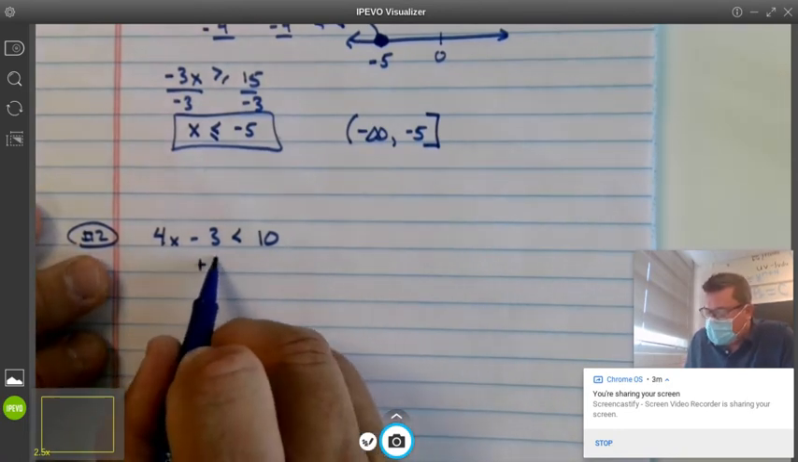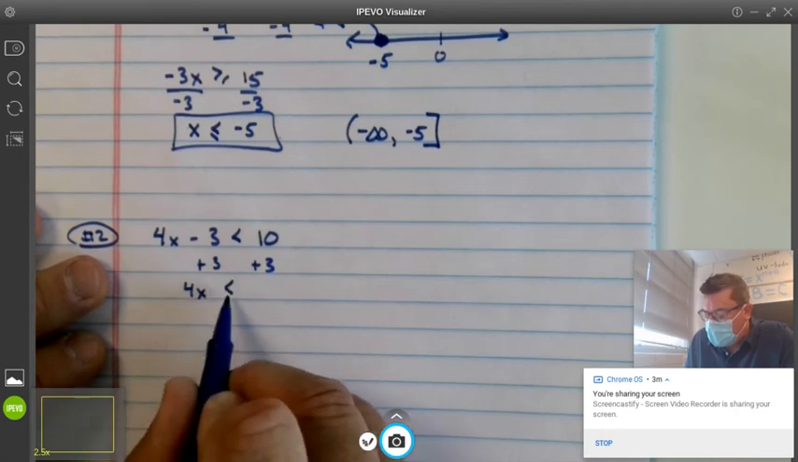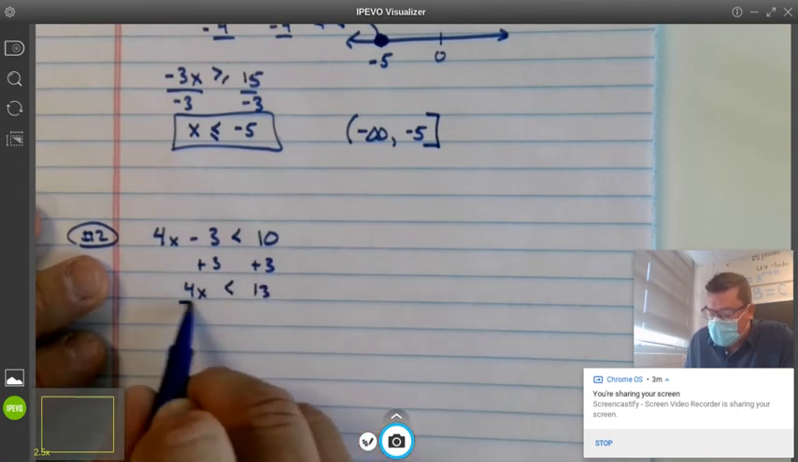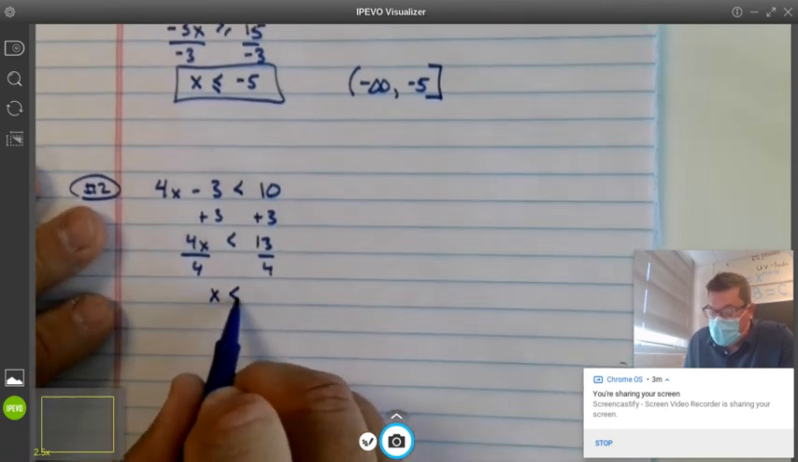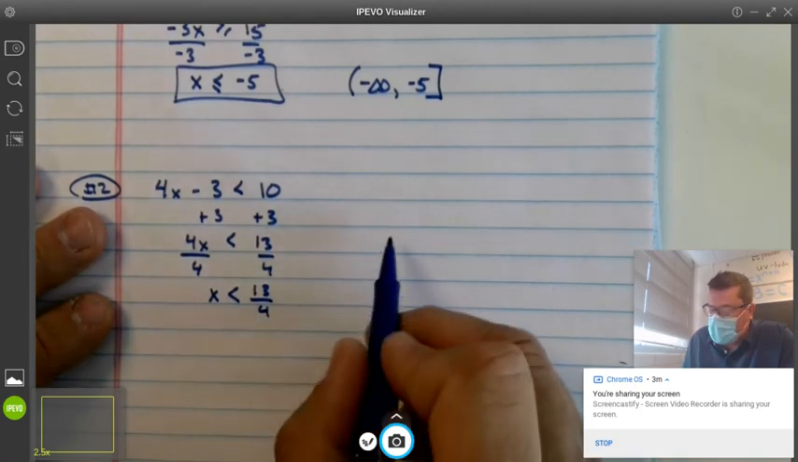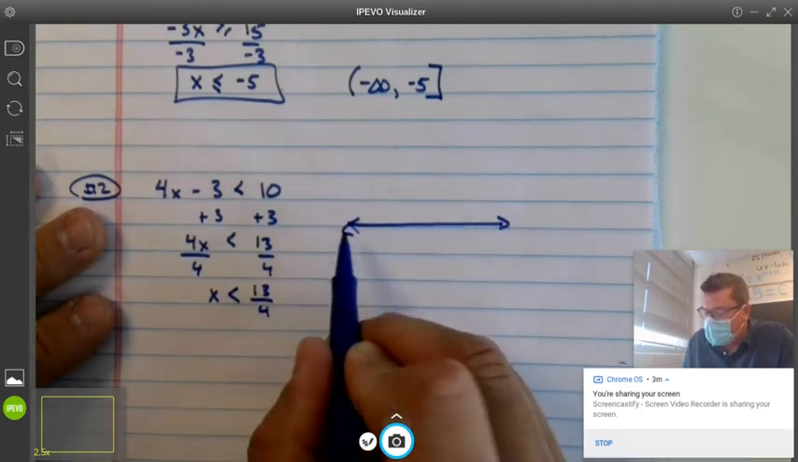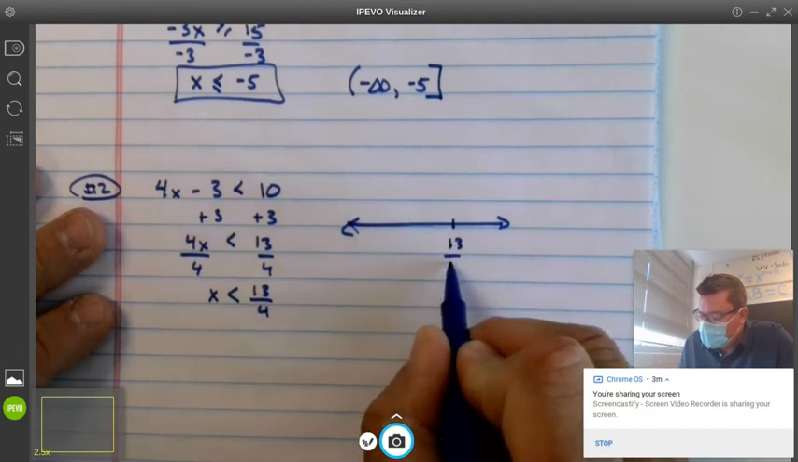Pretend that it's equal. Add 3 to both sides. Divide both sides by 4. This time dividing by a positive, we don't have to flip-flop the sign. When we put this on a one-dimensional number line, we put the root 13/4 over here.